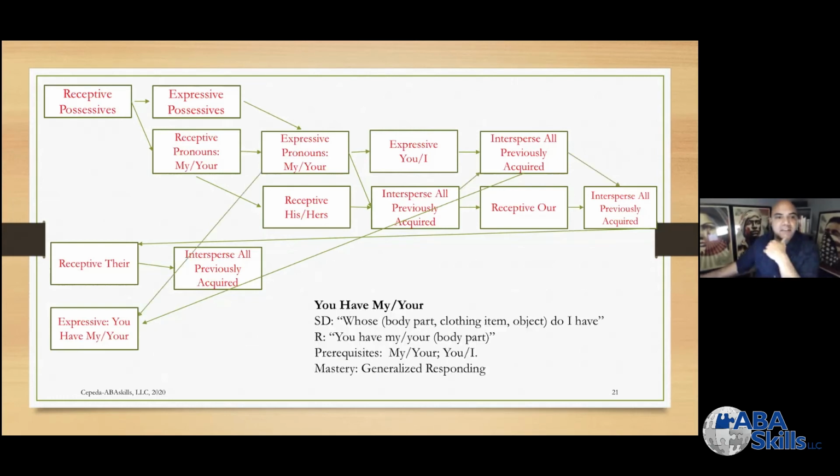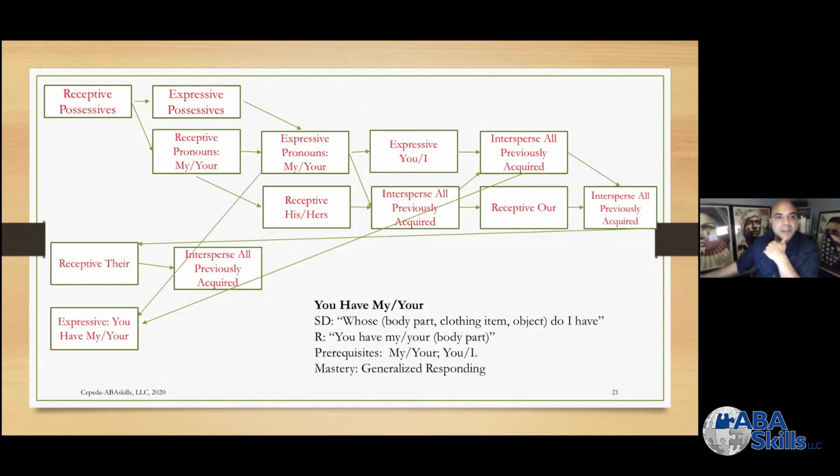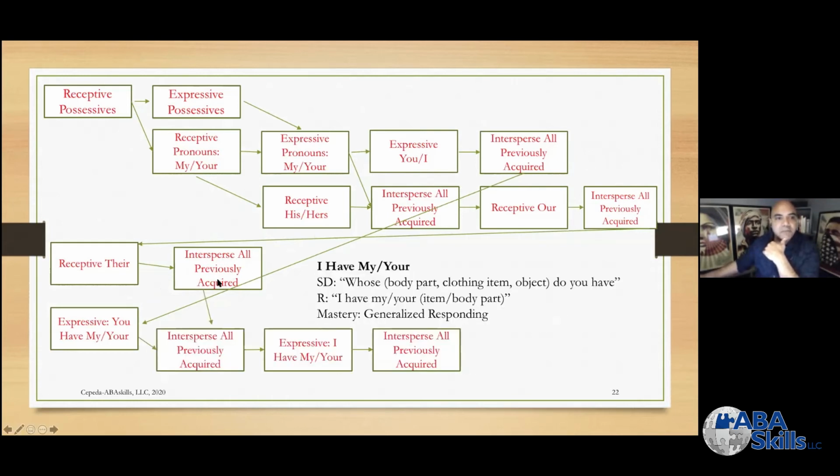All right, next. So we got a couple of things going on here, right? So here we go. Down here. Intersperse all previously acquired. Another intersperse all previously acquired. That's my favorite thing. Expressive, you have my and your. So you're going to take all the receptive stuff, all the expressive stuff, and then intersperse all that stuff. Fix all the discrimination errors. There shouldn't be a whole lot at this point, but there are probably going to be some. Fix them, go on to the next step. Expressive, I have my, your.